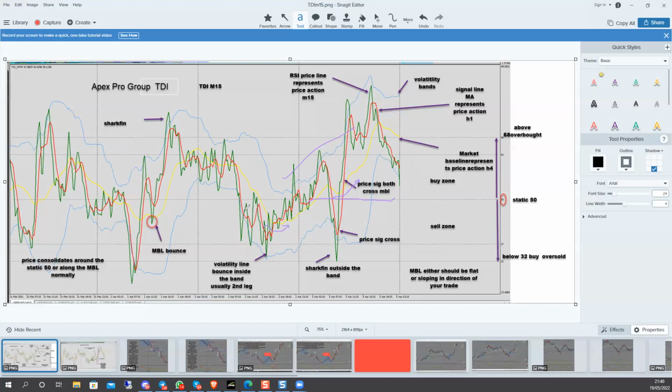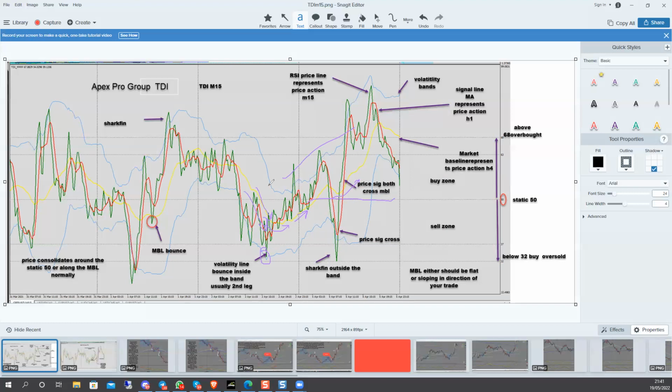When the dealer is still pushing down, like here, the market baseline is still down. There's no reason to be going long yet. If you want to go long, you can wait until the market baseline has turned in the upward direction. Price has crossed the signal line and the NBL, and has also touched the volatility bands at the bottom. Those are the confirmations you're looking for.